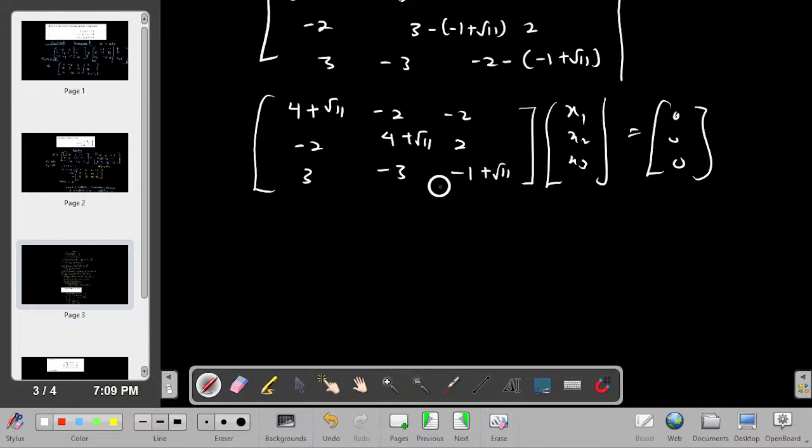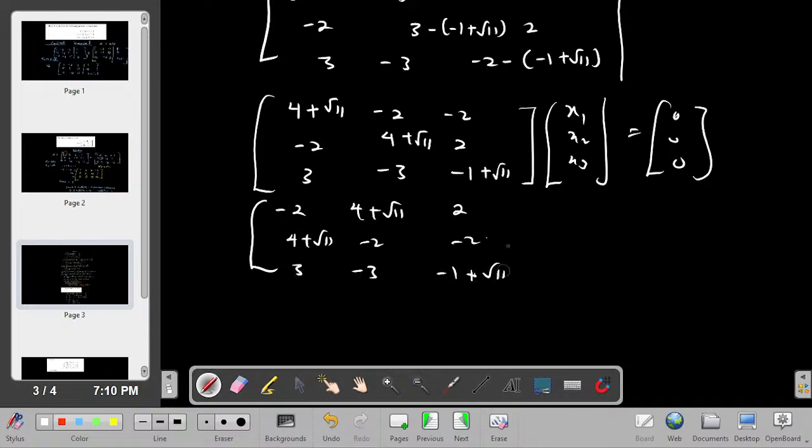So at this point, what can we do? So we can beautifully shift this row up, right? We want to get a leading one. The idea behind row echelon simplification is to get a leading one. So as I said, never be scared about the values you are getting, but make sure you are doing the right thing. So shifting row 2 to row 1, I'll have negative 2 here, 4 plus root 11. Then I'll have 2. Then I'll bring my 4 plus root 11 here, negative 2, negative 2. I'll have my 3, negative 3, negative 1 plus root 11 down here.